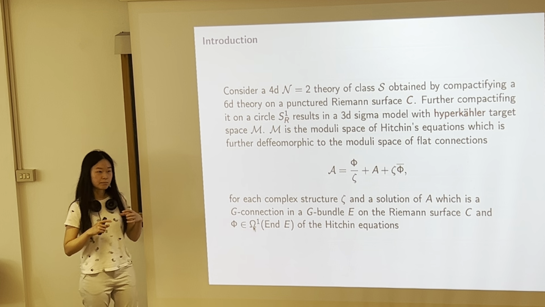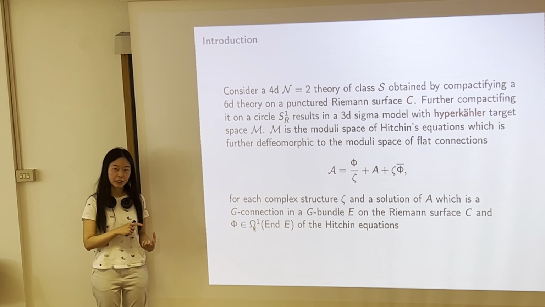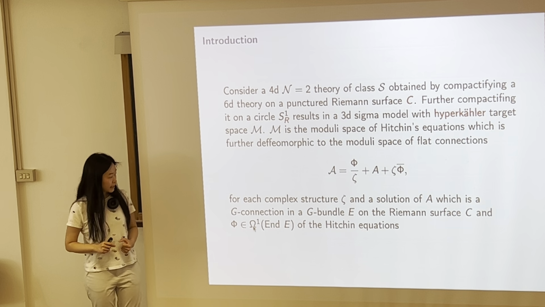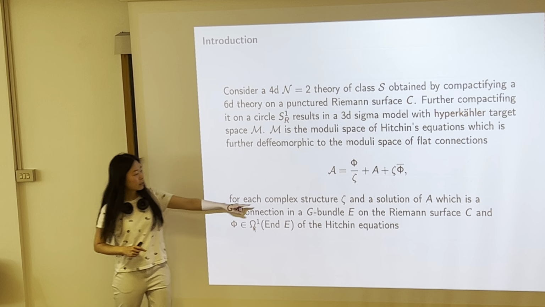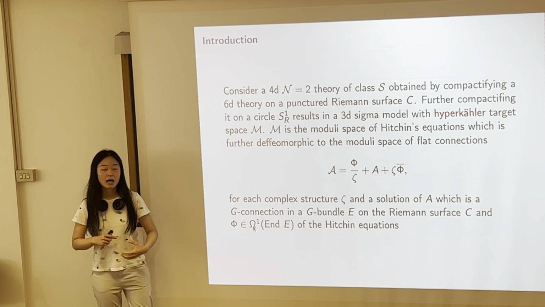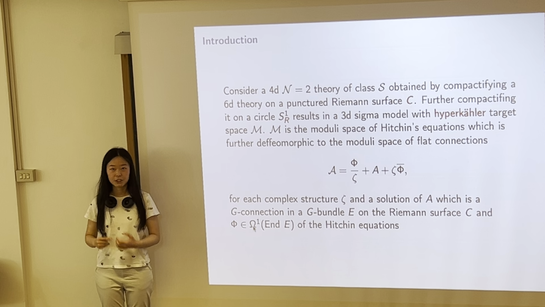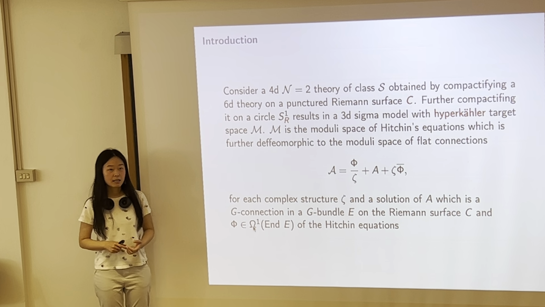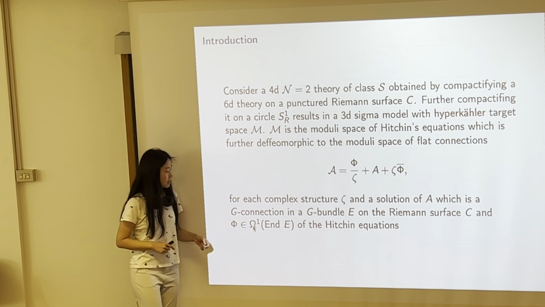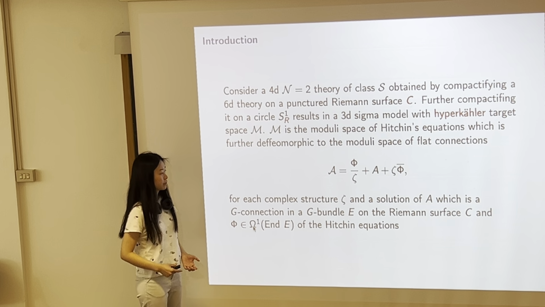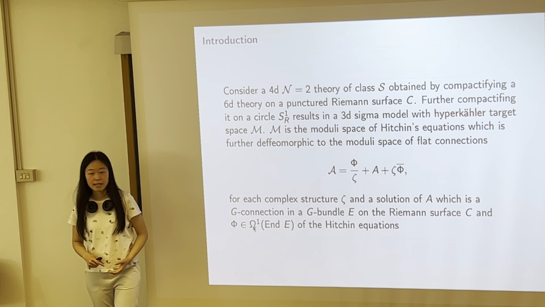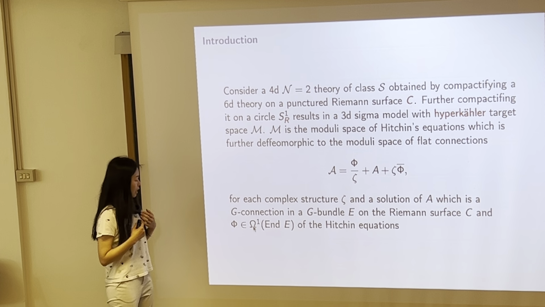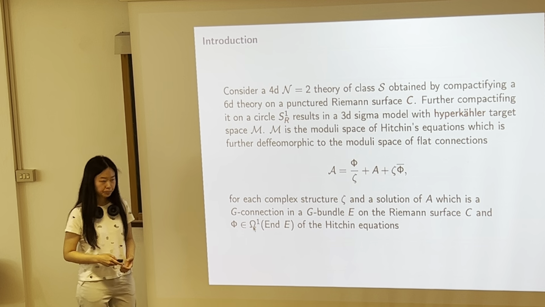So we know that for the moduli space of Hitchin's equations, because it's hyperkähler, there is a CP1 of complex structures. And for each such complex structure, which we call zeta, we can construct a flat connection using the solutions to the Hitchin's equations. And this ensures that the connection is flat. And this solution contains a G connection A in the G bundle E over the Riemann surface, and a Higgs field phi, which is a one-form valued in the endomorphisms of this bundle E.